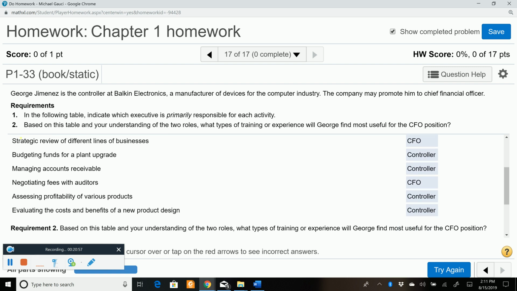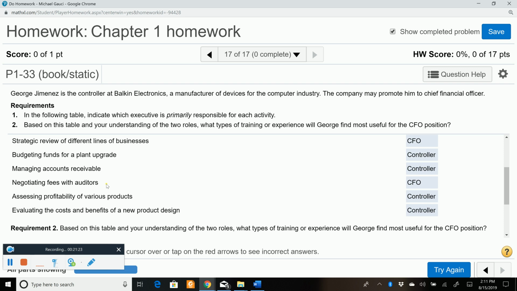Okay, next, negotiating fees with auditors. Well, the auditors, most likely the external auditors, are coming in to provide an audit of the financial statements. This is a top-level activity. The CFO would probably take care of that. And the next two are more lower-level, detailed reviews, so that would be done by the controller.